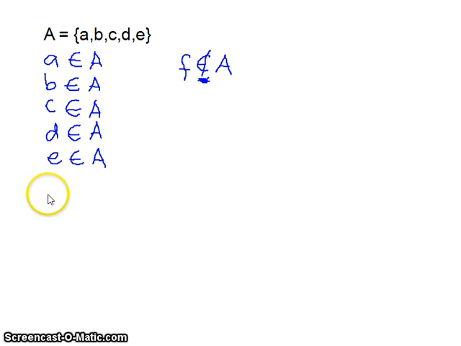And the cardinality of set A will be written like this. All you need to do is to count all the number of elements. So this is 1, 2, 3, 4, 5. So the cardinality of set A is 5. Do you have any questions at this point?